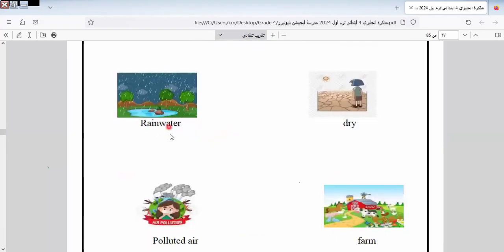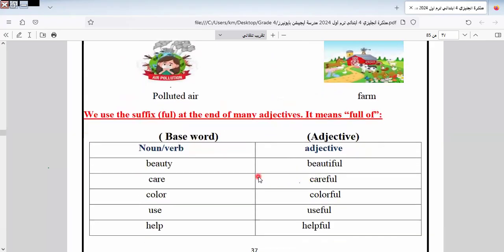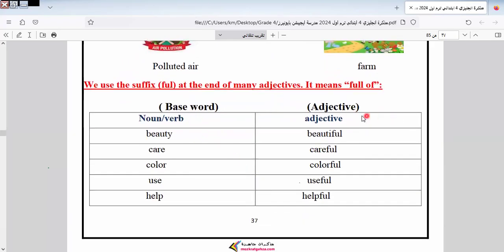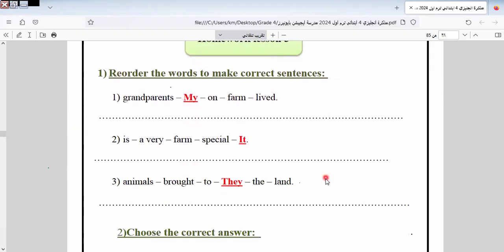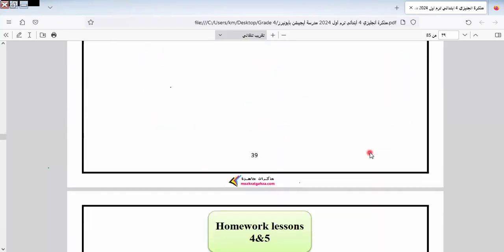Okay, here we have rain water. This is called rain water. Dry, polluted air, and farm. Here we use the base word and the adjective of this word. We have beauty, care, color, use, help. This is called the base word, the base of the word that we took. We use the adjective of this word. What is the adjective of beauty? It will be beautiful. Care, careful. Color, colorful. Use, useful. Help, helpful. Okay, I think we know helpful when we talk about the titles. Okay. Sandals, purpose, and sunlight.